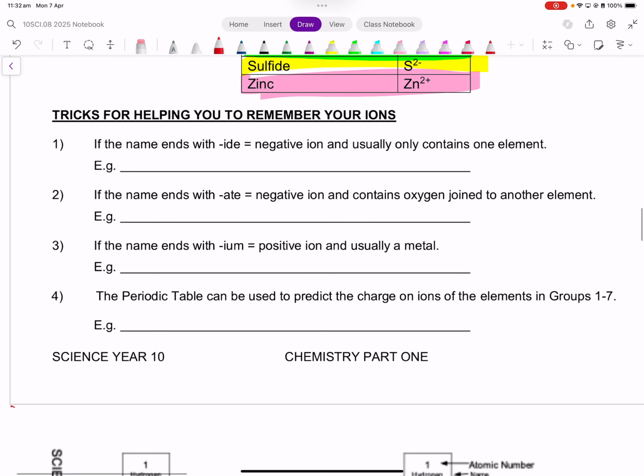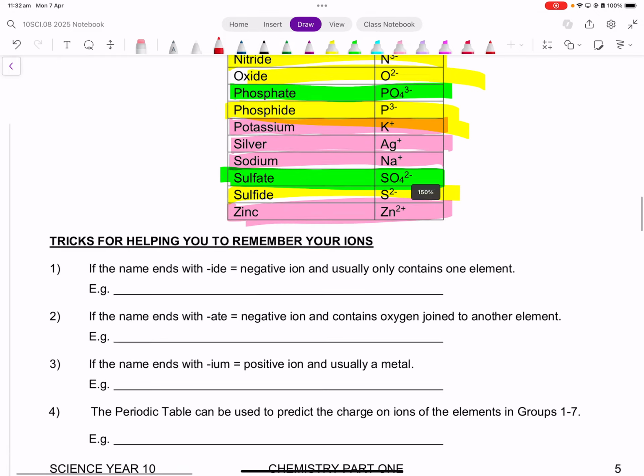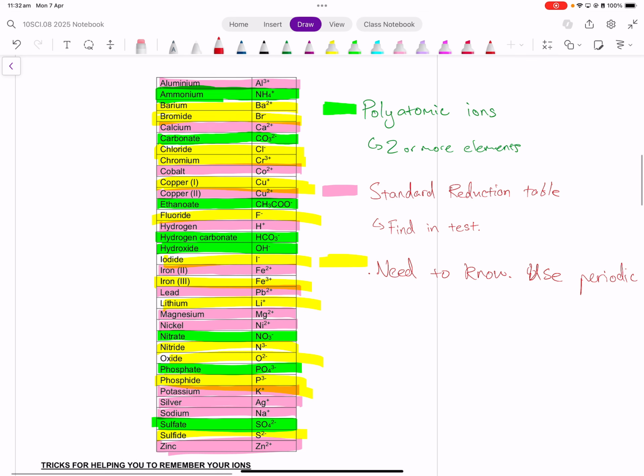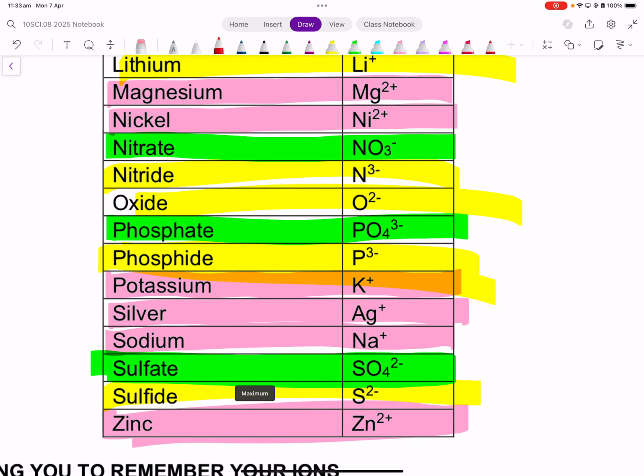So, how to help remember your ions. Number one, if the name ends in "ide," it's a negative ion and it only contains one element. If we look through our list of ions right now, you'll see that not all of them end in "ide," only some of them. The ones we're going to look for are found down the bottom of this table.